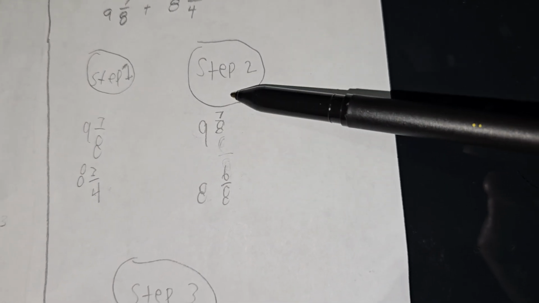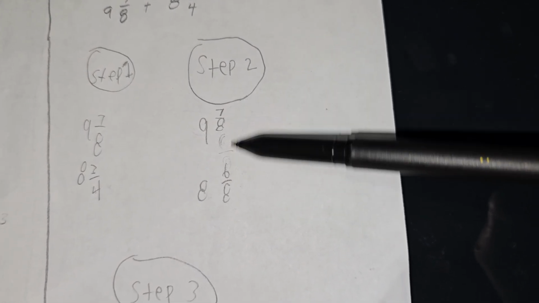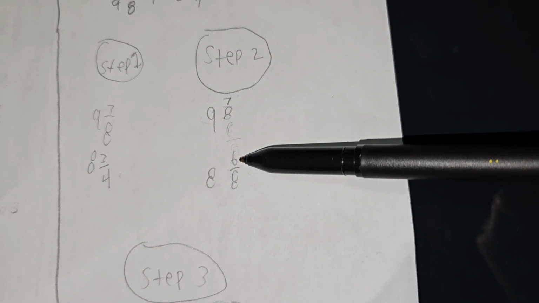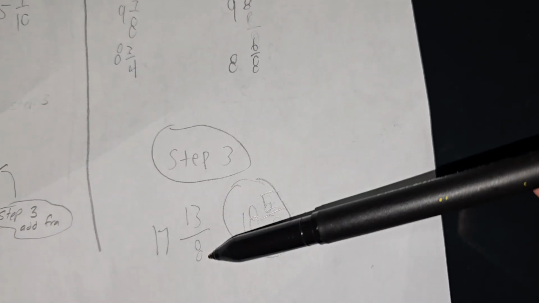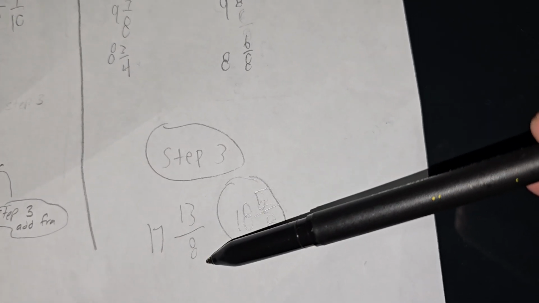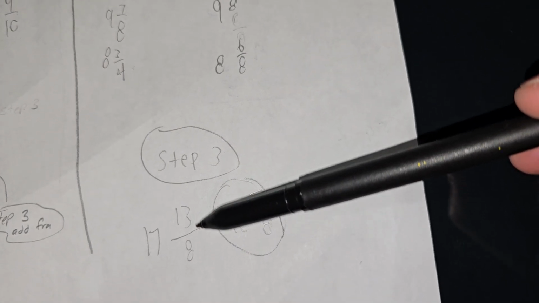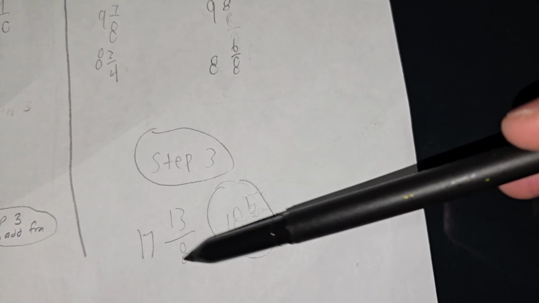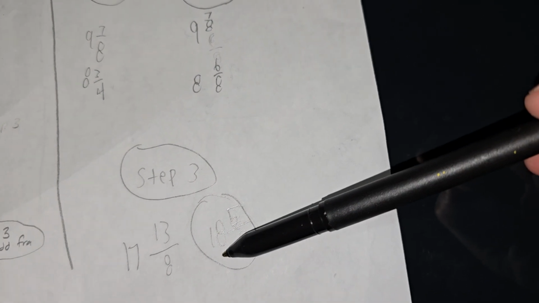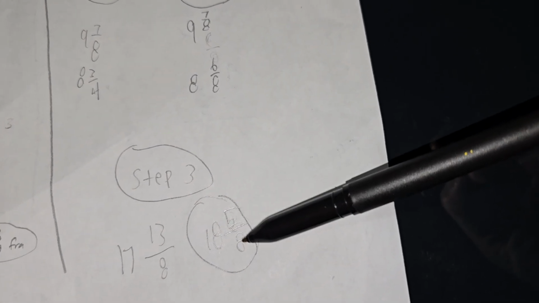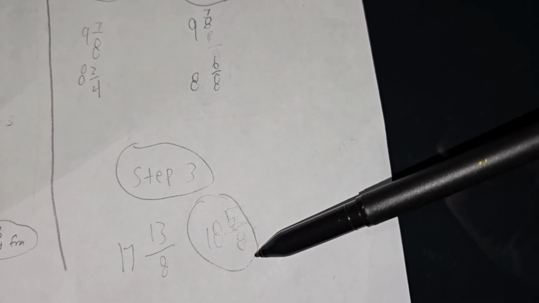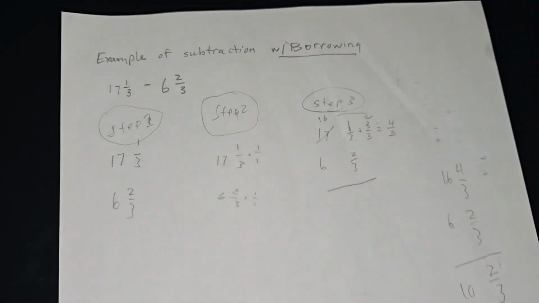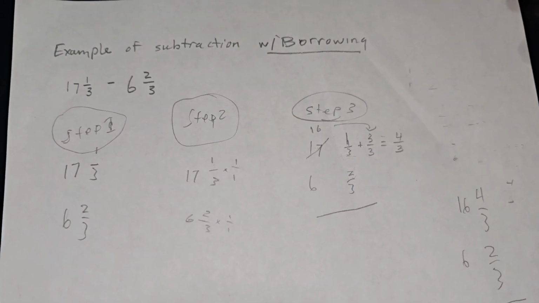And so since we have the same common denominator, we can add these two numbers. 7 and 6 makes 13 over 8. So 13/8, which is an improper fraction. And once you change it to a proper fraction, it becomes 18 5/8. Okay, 18 5/8. So that is how you do that. And we will also do another example of subtraction with borrowing.